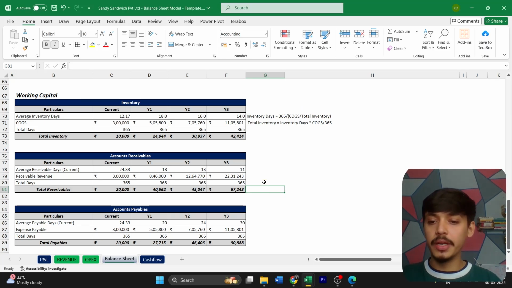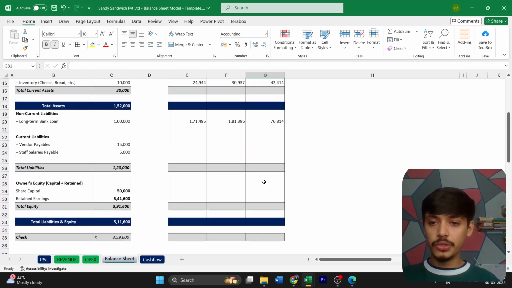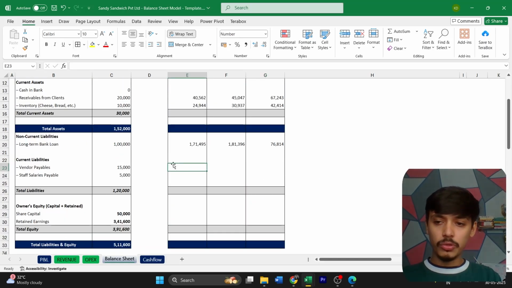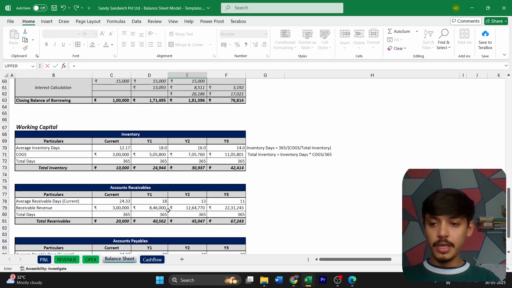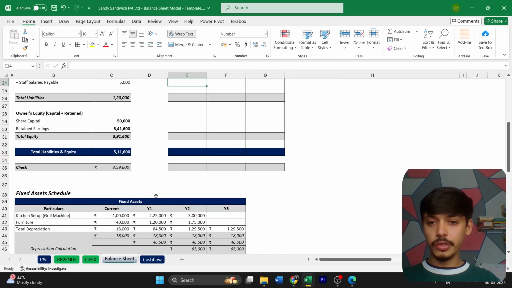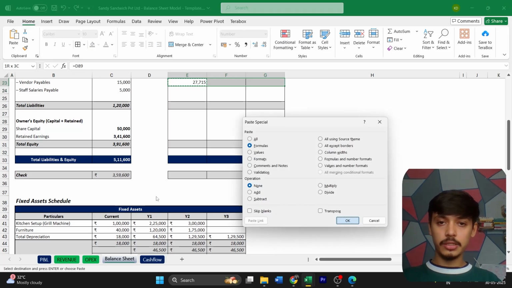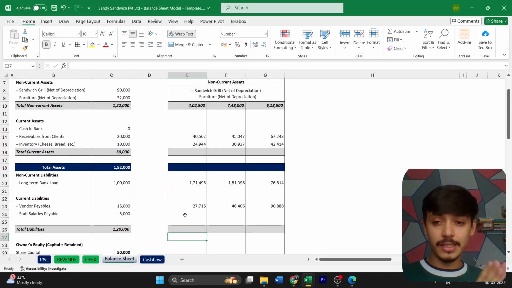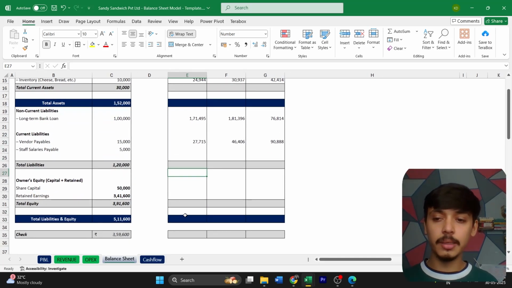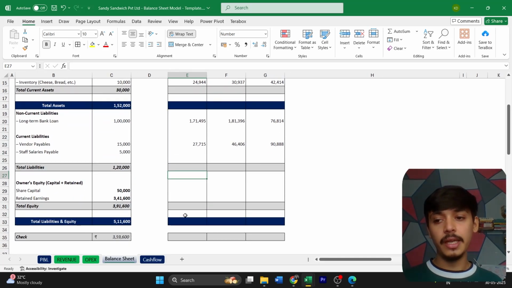So we will now plug the amount of payables into the balance sheet. We will directly plug in the amounts. We don't have a bifurcation with us. So this is a current liability, and the amount is 27 for year 1, and it scales to 90 for year 3. So now we have modeled current assets as well as current liabilities. The only things remaining in the entire balance sheet are the cash element and the equity element.